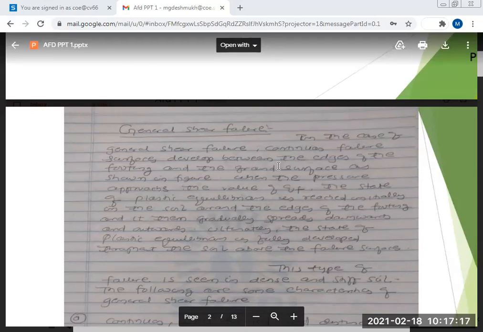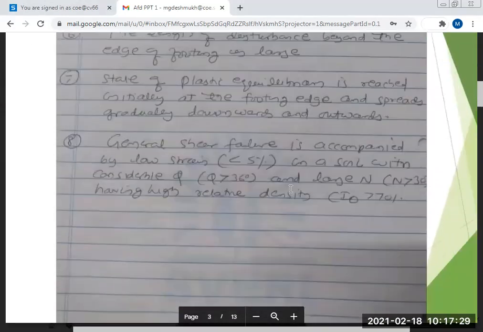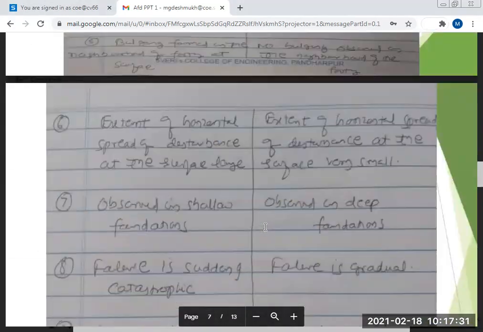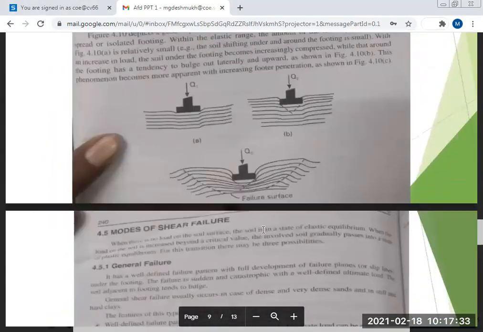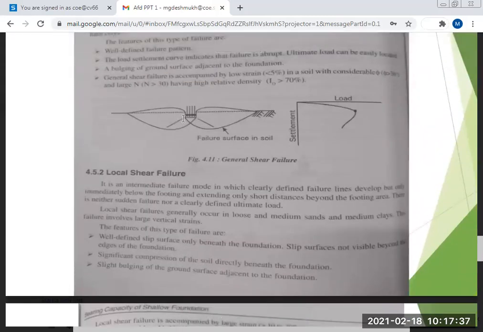So okay, sorry. What I was telling is that in the case of general shear failure, continuous failure surfaces develop between the edge of the footing and the ground surface. It means, let me show you one figure to get an idea. See, in the case of general shear failure, the failure starts from here and it ends at the ground level.